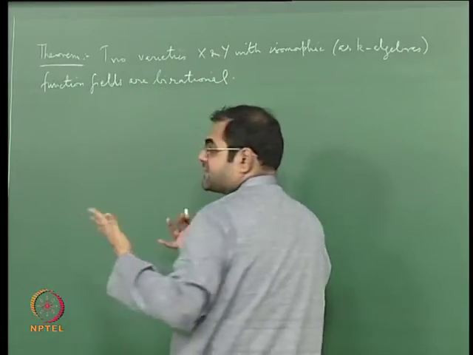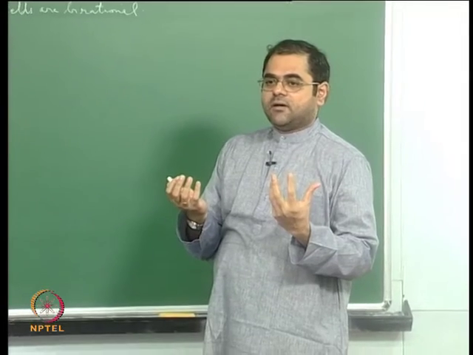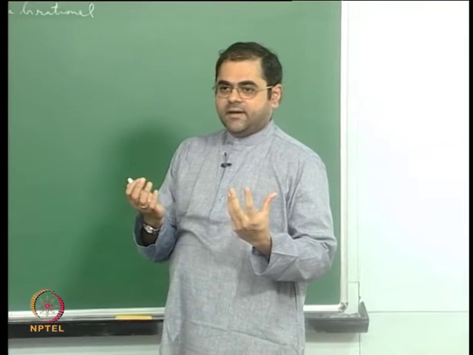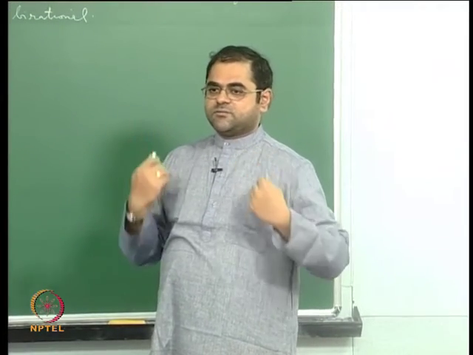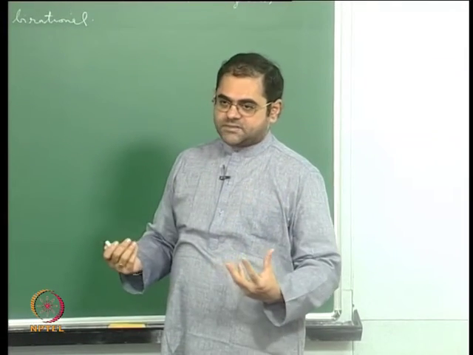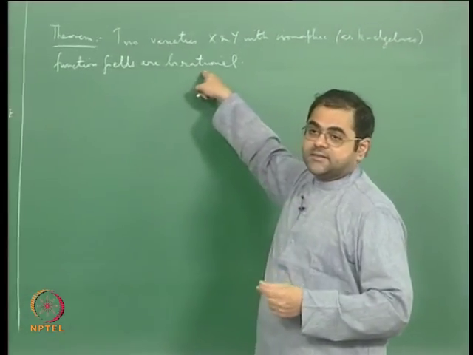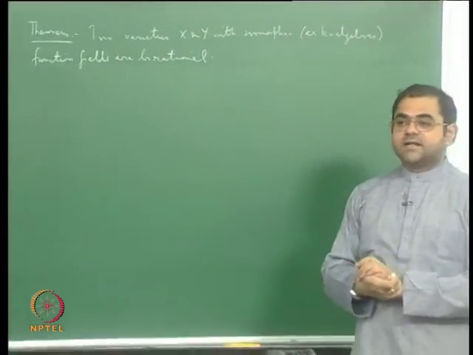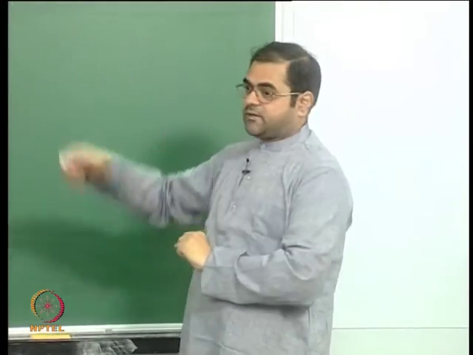Of course, if two varieties are birational, then there is an isomorphism on open sets, and this isomorphism on open sets will lead to an isomorphism of the function fields. The function field will not change if you go to an open set. So if two varieties are birational, then certainly their function fields are isomorphic, that's obvious. But what is not obvious is the other way around.